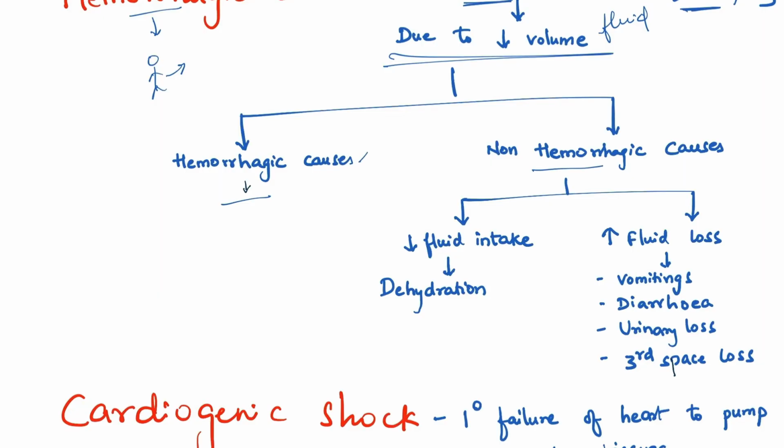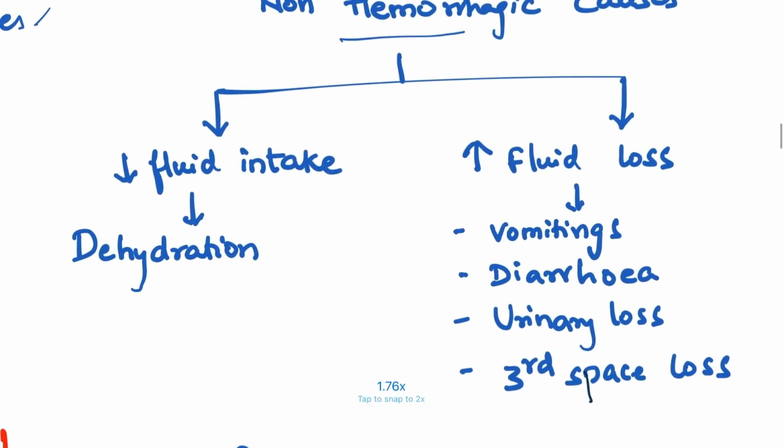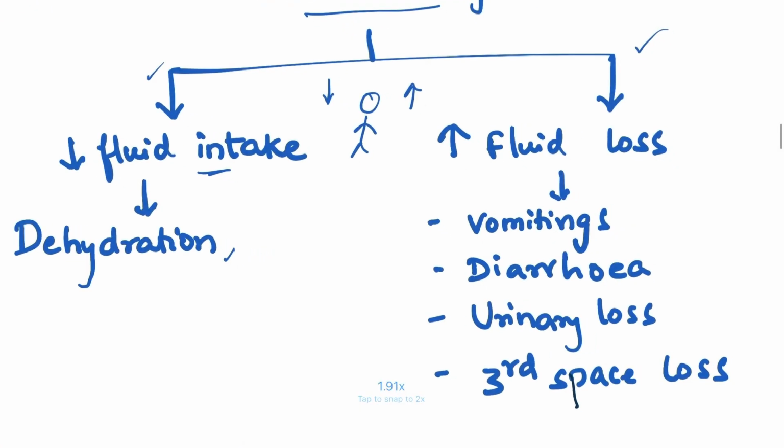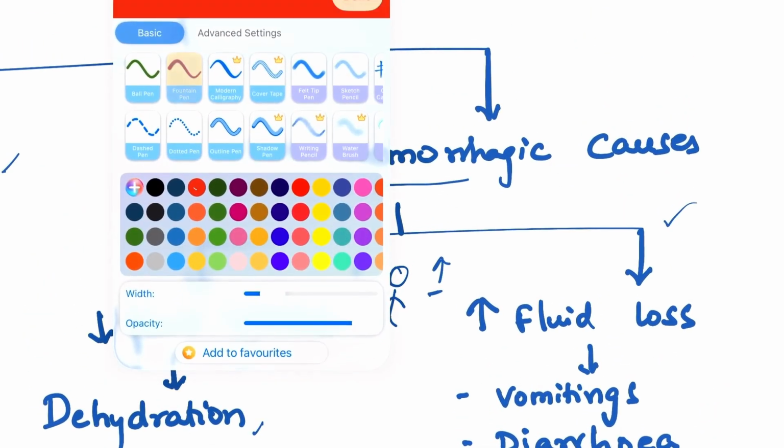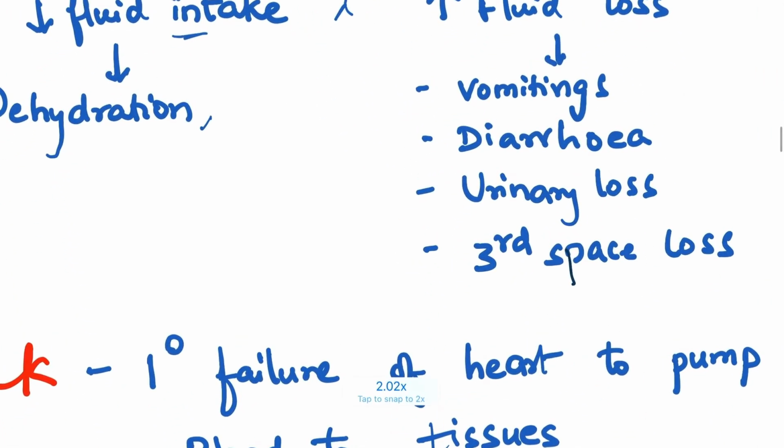In case of hemorrhagic cause, as we have discussed, it may be major RTAs or any trauma or any surgeries. All these are included in the hemorrhagic causes. The non-hemorrhagic causes include, suppose this is the patient, decreased intake and increased loss. That's it. Decrease in fluid intake will cause severe dehydration, and increase in fluid loss may be due to vomiting, diarrhea, urinary loss and third space loss.